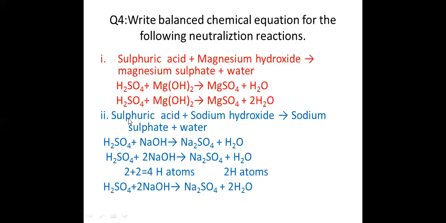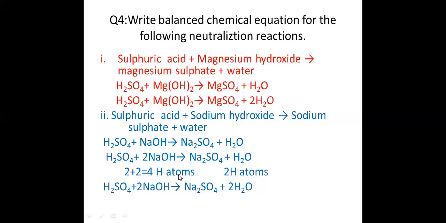Second equation is sulfuric acid will react with sodium hydroxide. It will give sodium sulfate and water. Now let us write the formulas. Sulfuric acid plus sodium hydroxide to give sodium sulfate and water. Now there are 2 hydrogen atoms in sulfuric acid, but only one hydroxyl group in sodium hydroxide. So hydroxyl groups are not balanced. In order to balance the hydroxyl group, we will multiply sodium hydroxide by 2. Now you can see that for 2 hydrogen atoms, there are 2 hydroxyl groups to neutralize it. So it will give sodium sulfate and water.